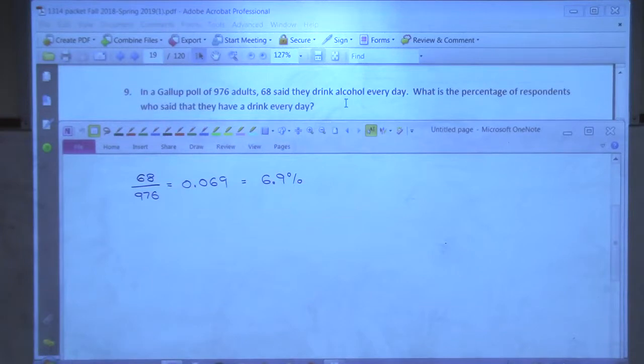I think that problem was a little bit easier than the last one. I don't want us to round up. If you round that to 7%, I'm not going to take off. If you leave it as 6.9, it's fine. You don't get any less points for rounding that.